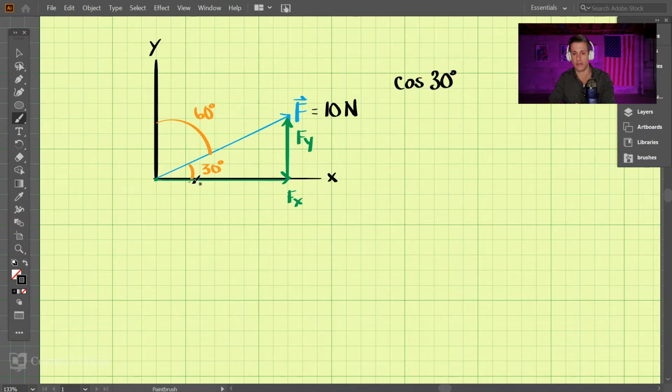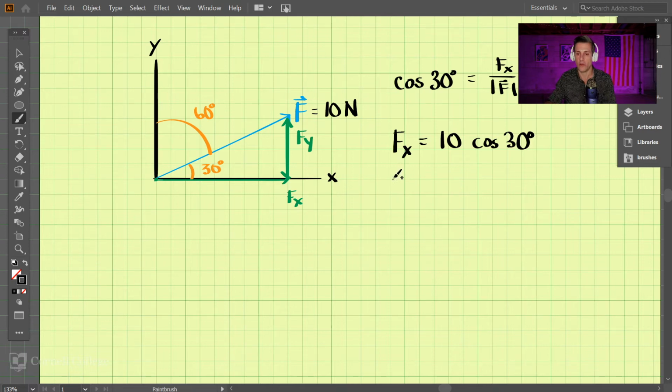So if we have this triangle here, we have the adjacent, which is Fx, over the hypotenuse, which is the magnitude of F. So I'm going to write the magnitude of F as this vector with two lines here. That means magnitude. And we know the magnitude of F is 10 newtons. So solving this equation here for Fx, we have Fx is equal to 10 cosine 30 degrees. All I did was move the 10 to the other side here.